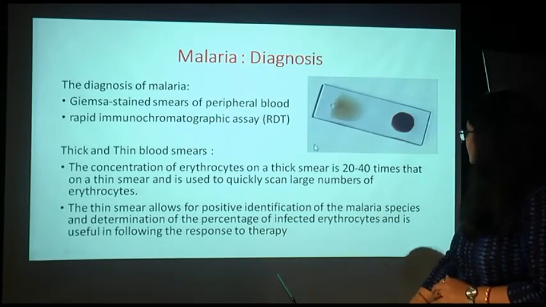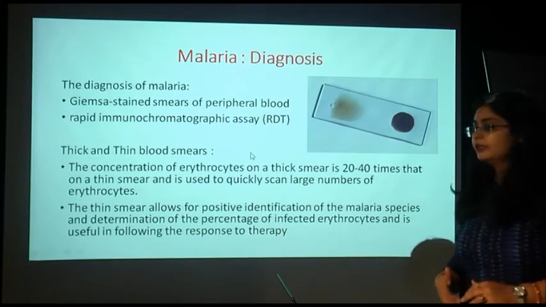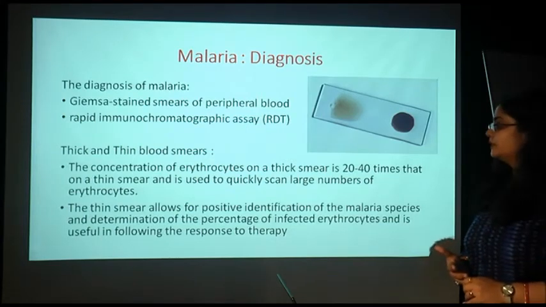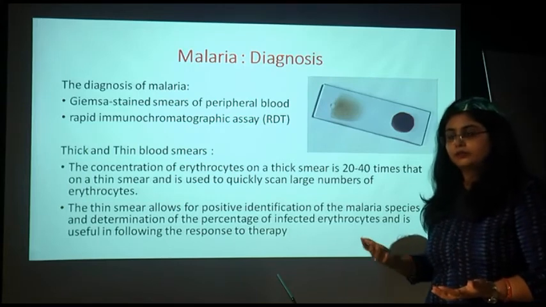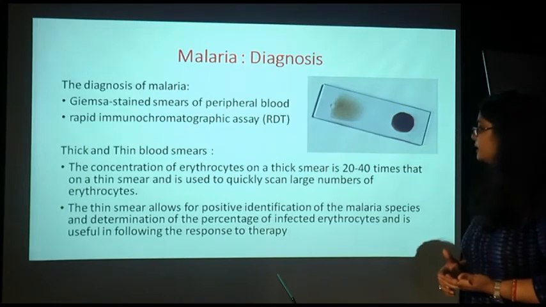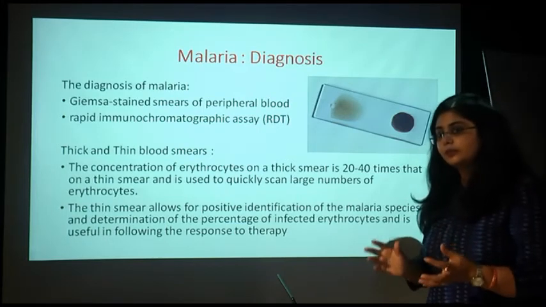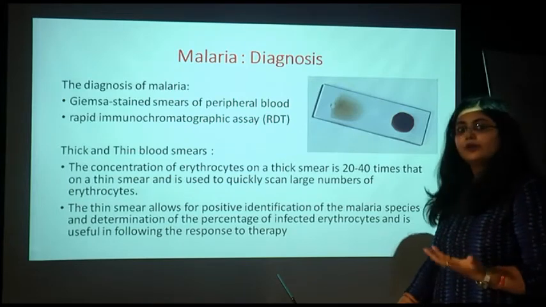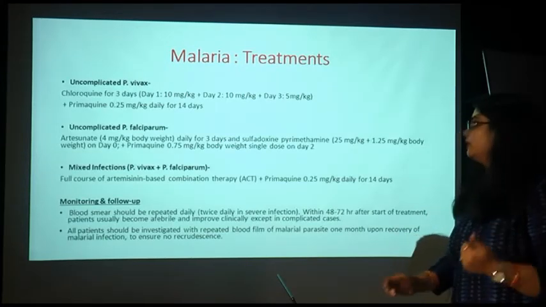The smears that are taken from the peripheral blood can either be thick or thin. If you see, this is a thin smear and this is a thick smear. The thick smear contains a lot of erythrocytes, and it's a good way to scan a large number of erythrocytes and find out if there's an infection. And the thin smear allows for the positive identification of the kind of malarial species that infects the host, and also to find out the best possible therapy for the infected individual.